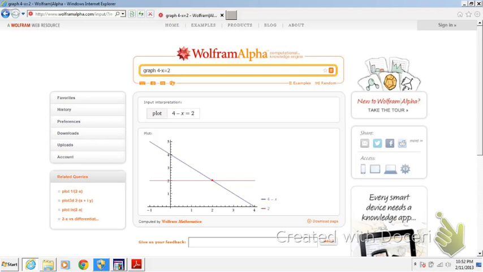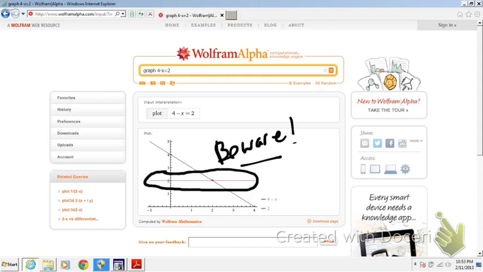Now, the odd thing, this is very odd, and this would be confusing to a student too. You say, well, what in the world did it plot? It looks like it plotted a horizontal line through 2, but this is where you have to be very careful with Wolfram Alpha. What it really did was flip the axes. So that's a good beware. You have to be very aware of Wolfram Alpha because sometimes for some odd reason it flips the axes.